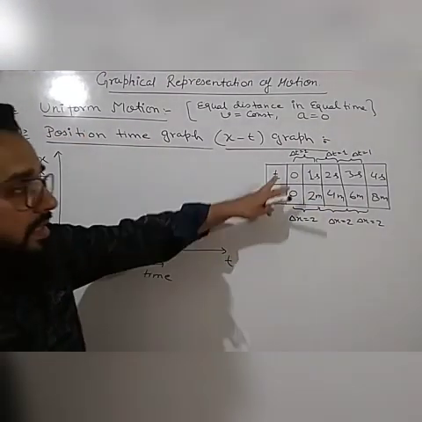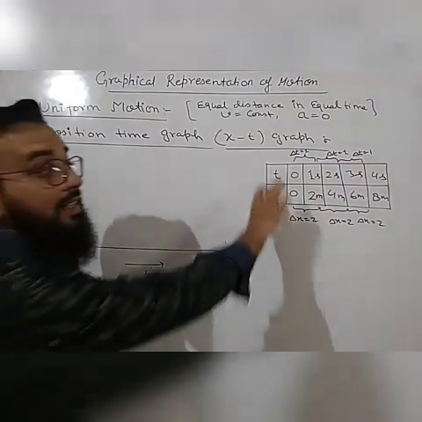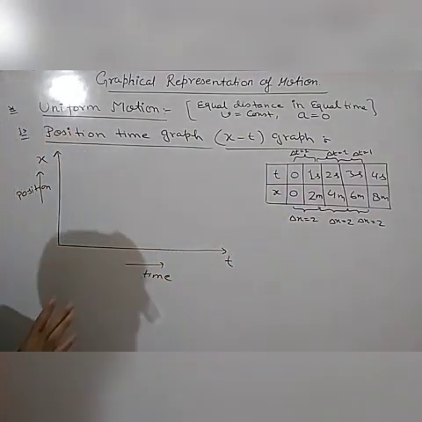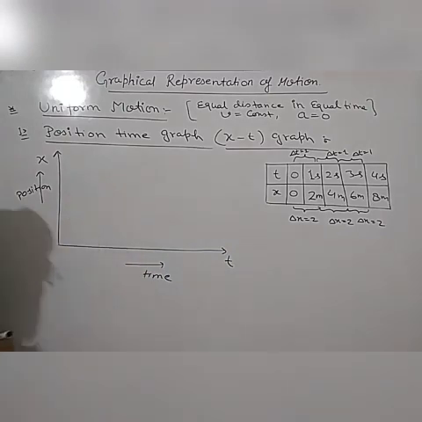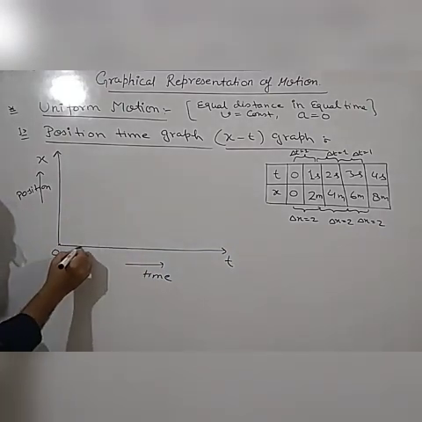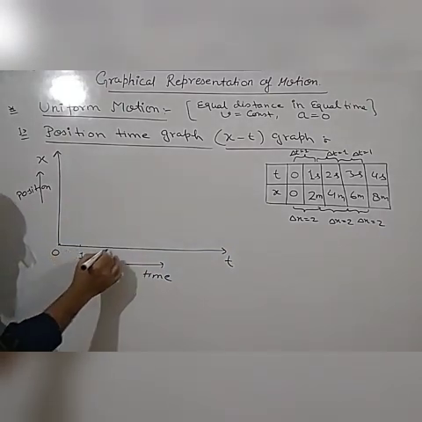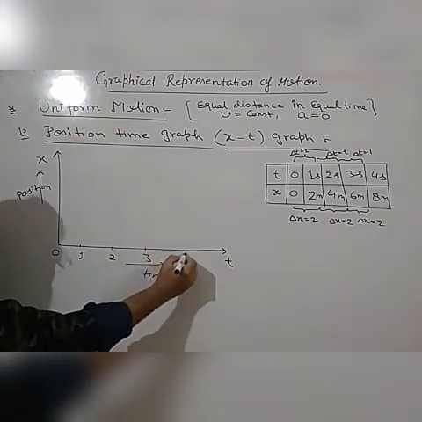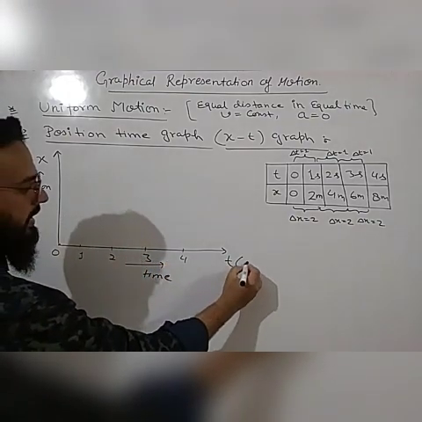So if I draw the graph of this table, I am just taking an example for drawing the graph. Let us take the coordinates 0, 1, 2, 3, 4. This time is in seconds.